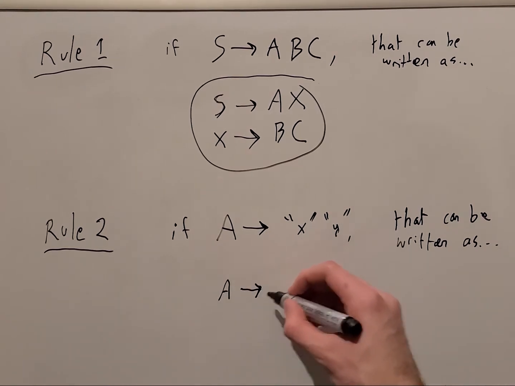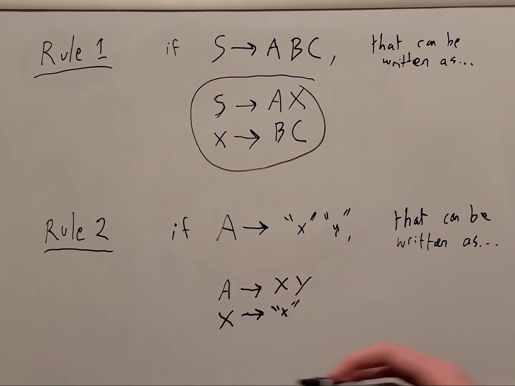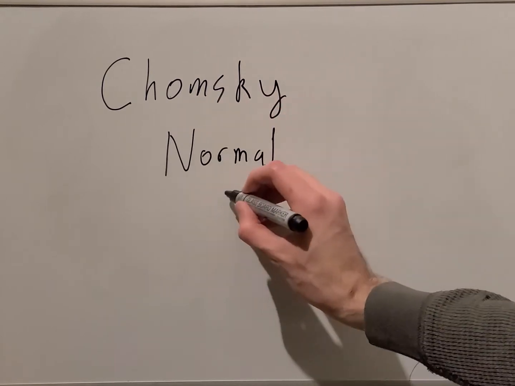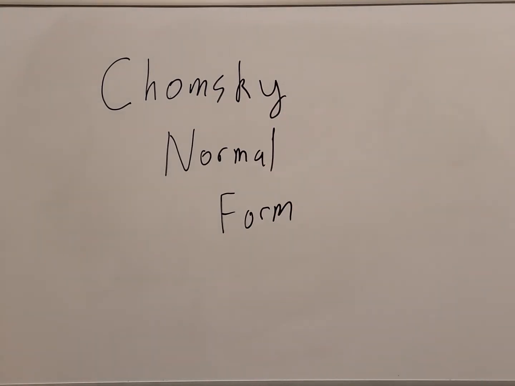This is also easy to see. Any terminal that doesn't follow this rule can be replaced with a variable that generates it, like this. Grammars that are put into these constraints, as well as a few more, are said to be in Chomsky normal form. Okay, time to tackle this thing head on.